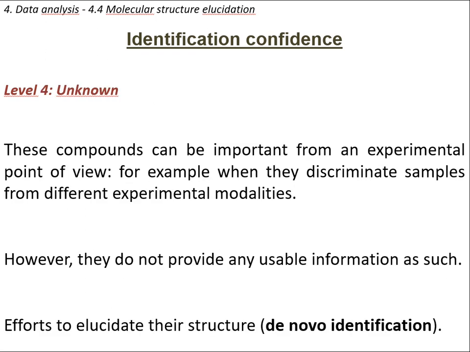And finally, you have unknown compounds. From an experimental point of view, they can be important because they can be biomarkers, in fact. And it's also exciting to find biomarkers that nobody knows, because there is a massive amount of information. But it's very hard to identify a compound de novo, which means when it's a compound that nobody ever found in such a sample.